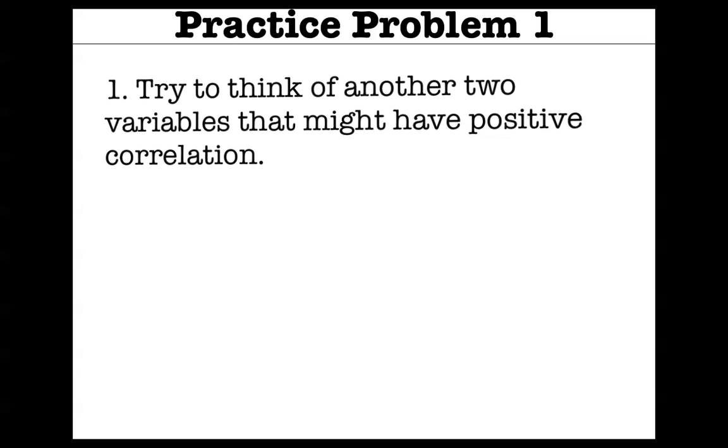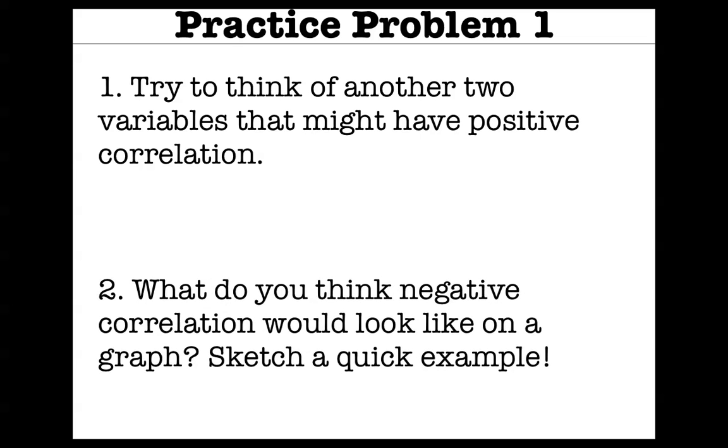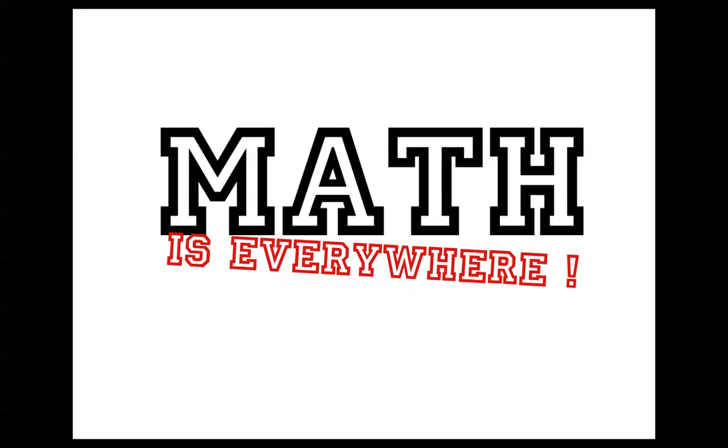So all I want you to do at this point is answer one question and then answer another one. First, try to think of another two variables that might have positive correlation. Another two things that could change, but when one increases, the other also increases, not decreases. And then, number two, what do you think negative correlation would look like on a graph? Try to sketch me a quick example. That's it. We're done. See you next time.